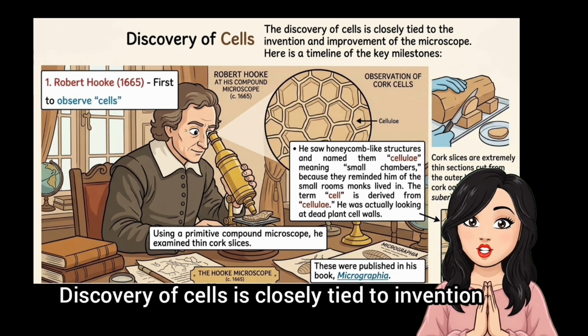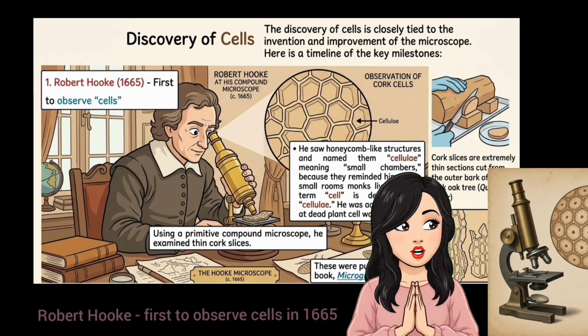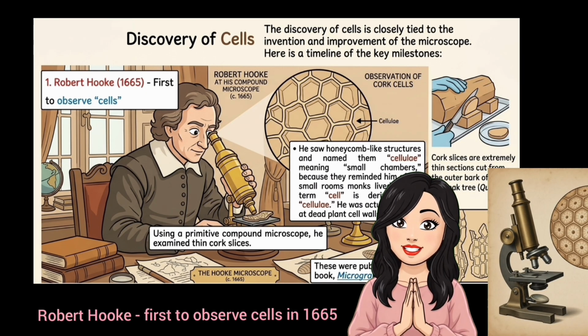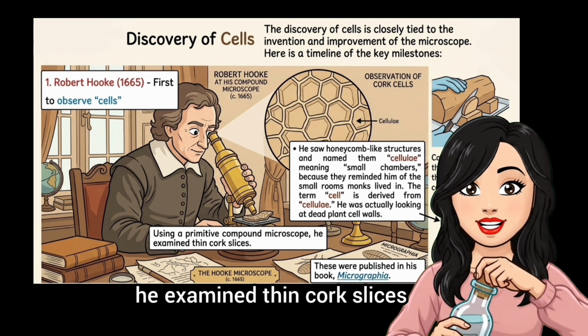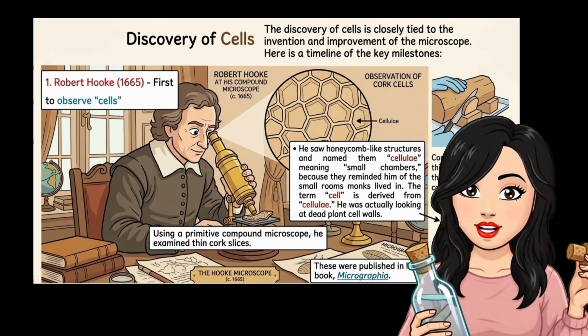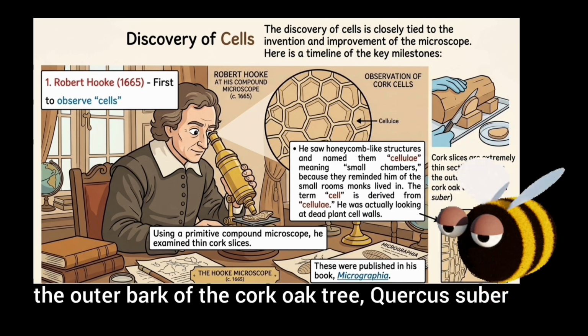Discovery of cells is closely tied to invention and improvement of the microscope. Robert Hooke was the first to observe cells in 1665. Using a primitive compound microscope, he examined thin cork slices, which are extremely thin sections cut from the outer bark of the cork oak tree, Quercus suber.